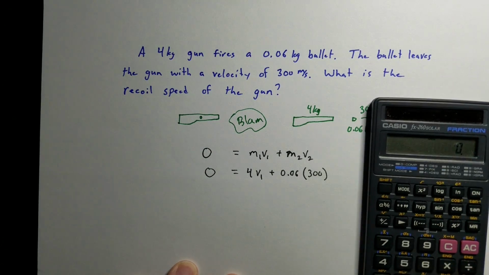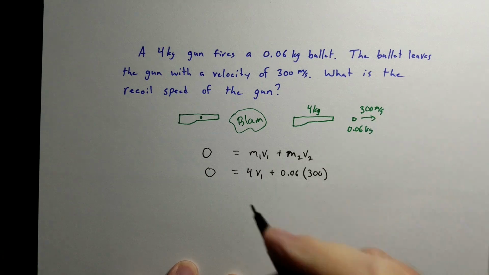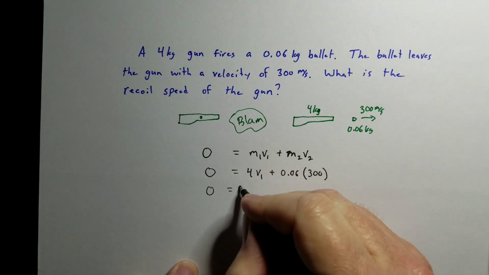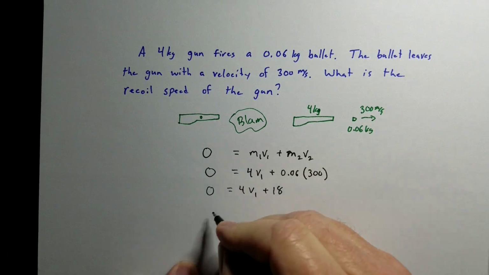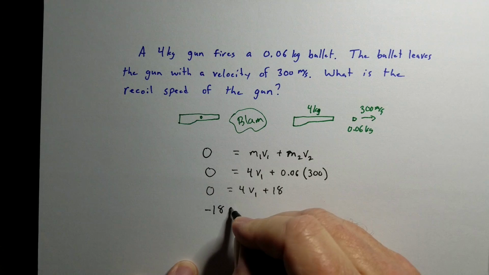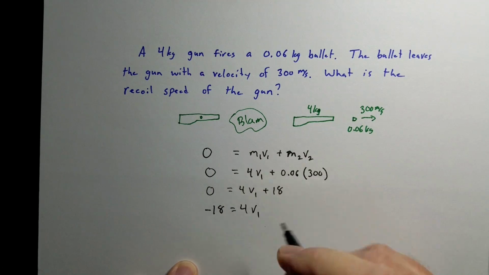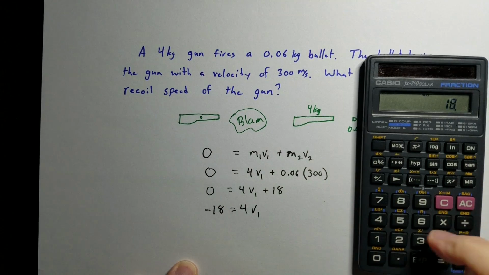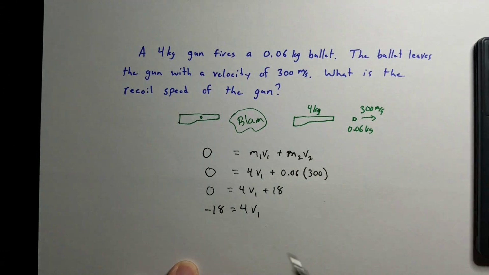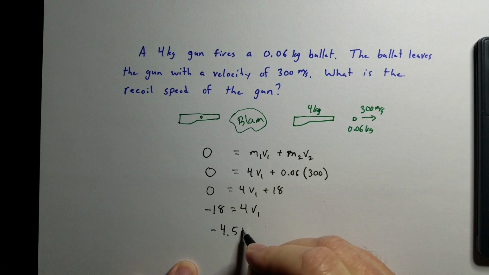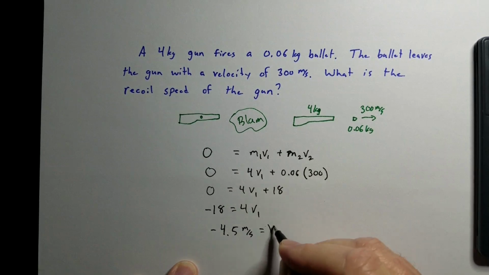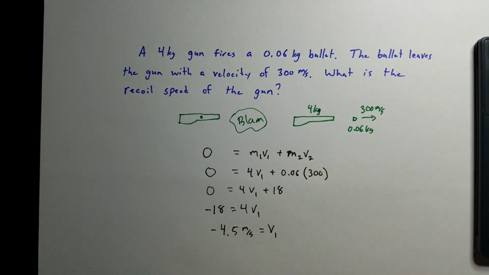Doing the math, 0.06 times 300 gives me 18. So 0 equals 4v1 plus 18. Move the 18 over, so negative 18 equals 4v1. And then we just divide by 4. And we get negative 4.5 meters per second as the velocity of the gun after the explosion.